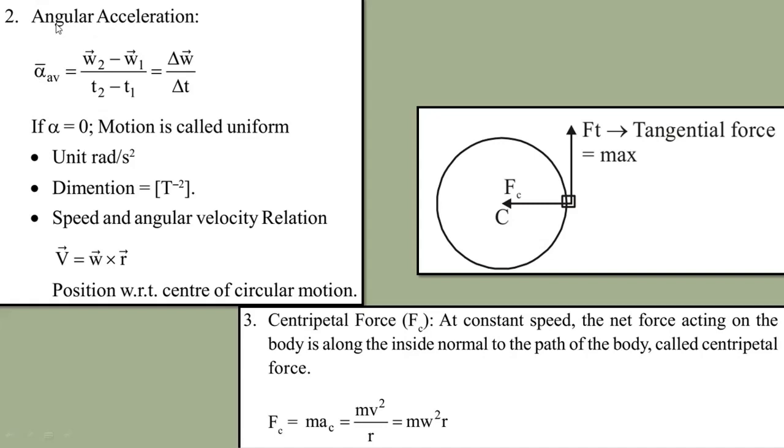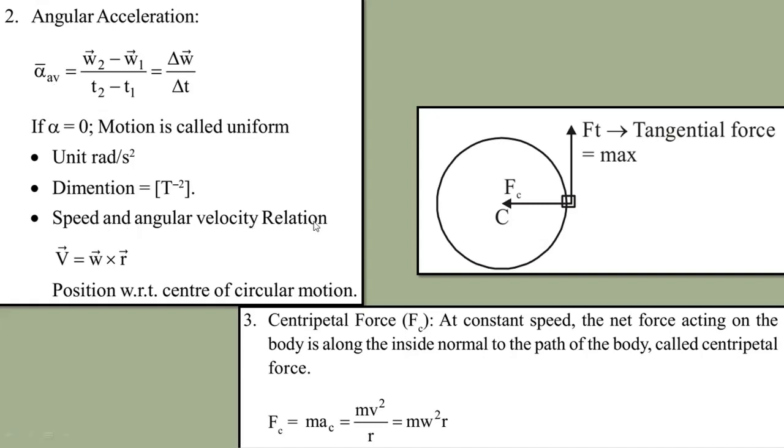Acceleration is the rate of change of velocity. So omega 2 minus omega 1 divided by T2 minus T1, delta omega divided by delta T. If alpha is equal to 0, the motion is called uniform. The unit is radian per second squared, and the dimension is T raised to minus 2.